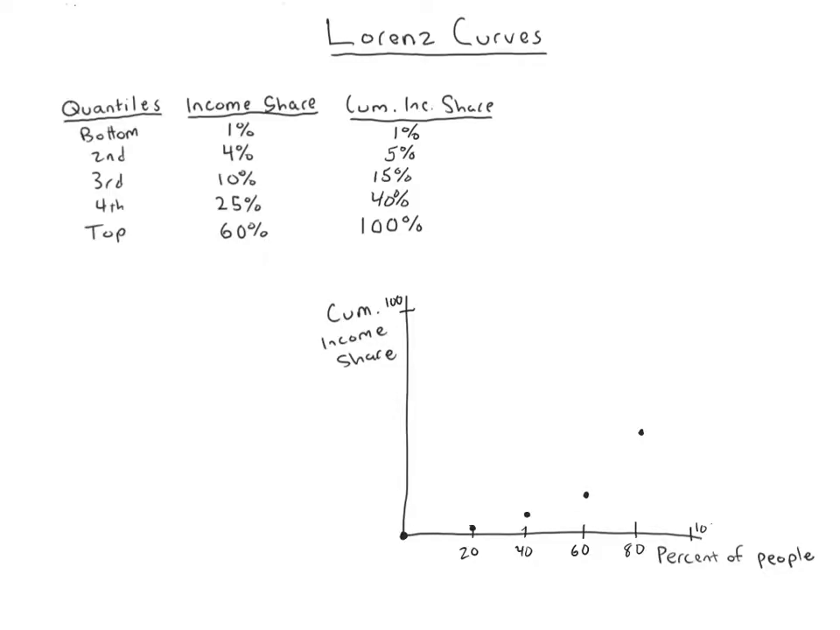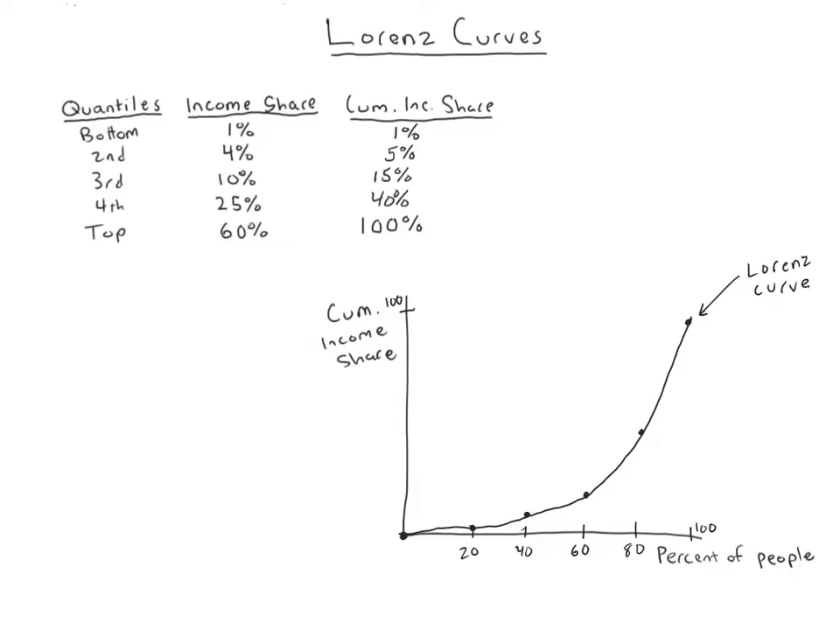And then when we have all 100% of the people, that obviously accounts for 100% of the income, so that would be our last point. And then we can connect the dots to smooth in this curve. And this curve is what we call a Lorenz curve. And what you'll notice is that it curves up.